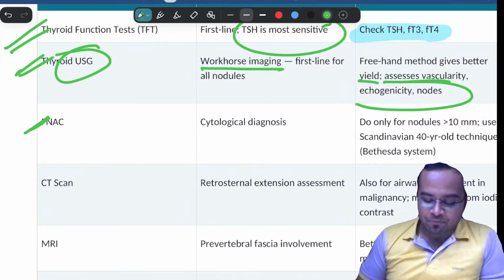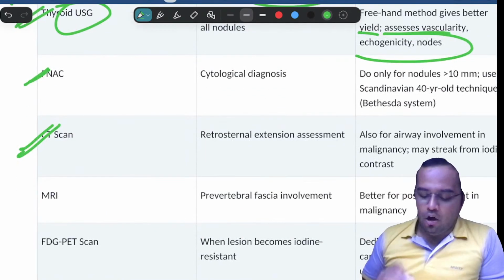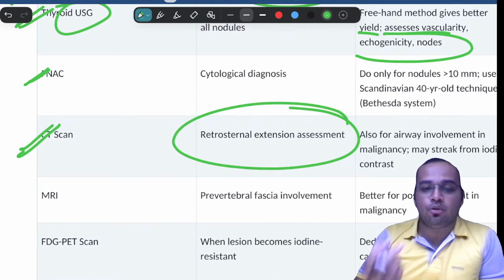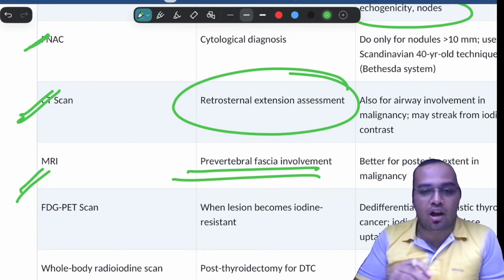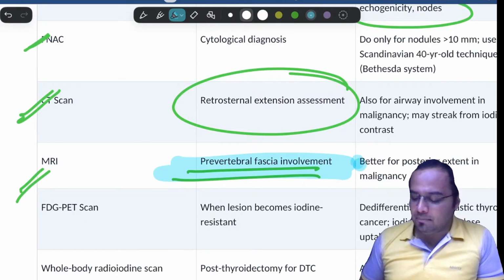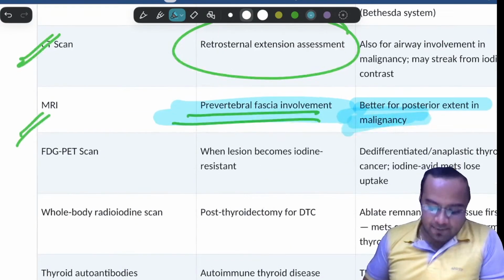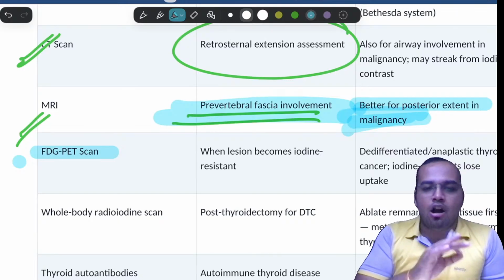CT scan typically for neck nodes and vascular involvement and airway assessment. Also, if the retrosternal extension is there, you can check for that. MRI is very important for prevertebral fascia involvement because involvement of prevertebral fascia makes the tumor non-resectable. Better for posterior extent for malignancy. PET scan करोगे. PET scan usually is not indicated for all differentiated cancers.